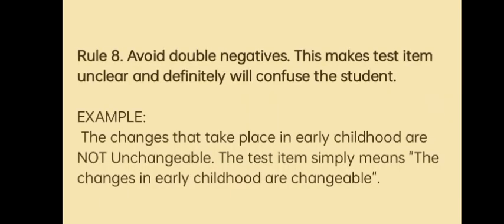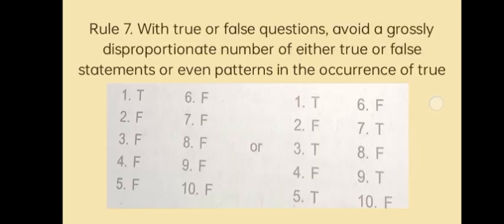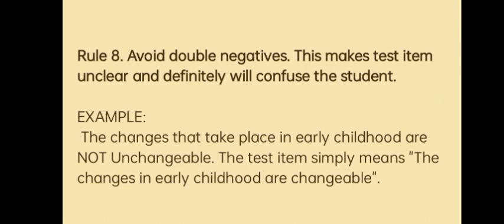And the last rule is to avoid double negatives. This makes a test item unclear and will definitely confuse the students. Students become more confused when there are double negatives. For example, the changes that take place in early childhood are not unchangeable. The test item simply means that the changes in early childhood are changeable.